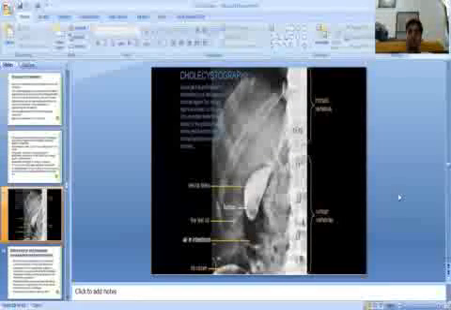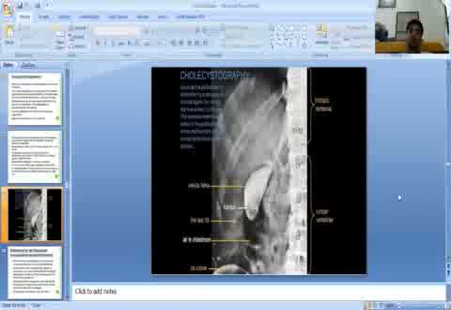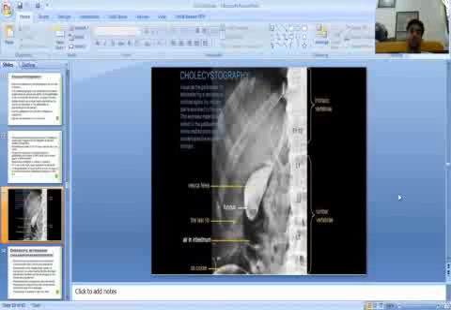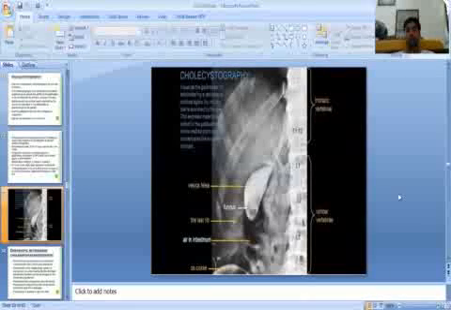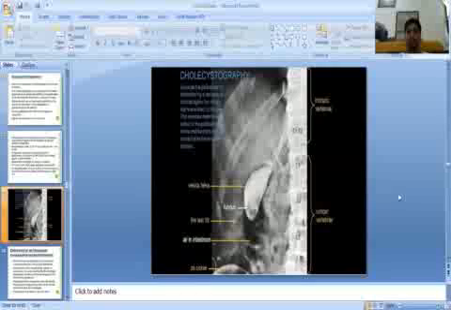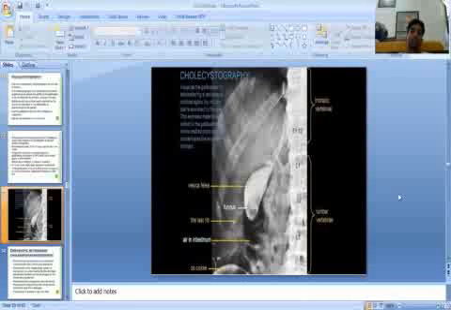Okay, students, this is the image of cholecystography. The rest of the radiological techniques we will discuss in the next class. This is all about some diagnostic techniques of cholelithiasis.